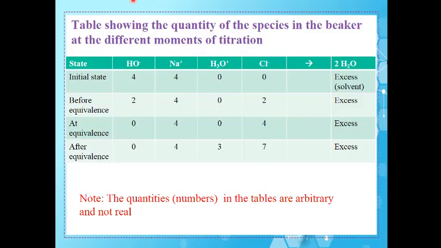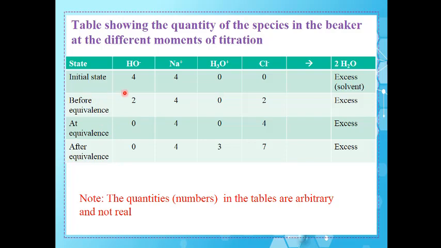Now here is a table that shows the quantity of the species in the beaker, I repeat, in the beaker at the different moments of titration. Here the numbers in the beaker are arbitrary. It means definitely they are not real, but it's just an idea to understand. In the initial state, what do I have in the beaker? I have simply the base. I have no H3O+, no Cl-, because I didn't open the tap of the burette. And definitely the water is always in excess, it's a solvent. So we don't have to mention that it's in excess, we just say the solvent.